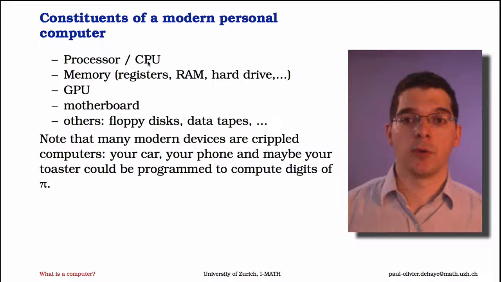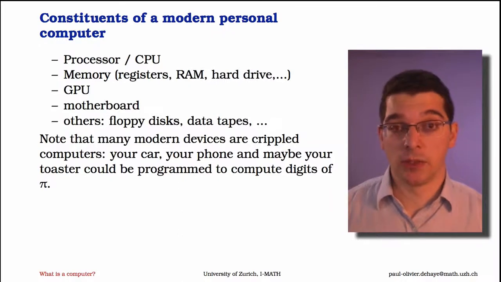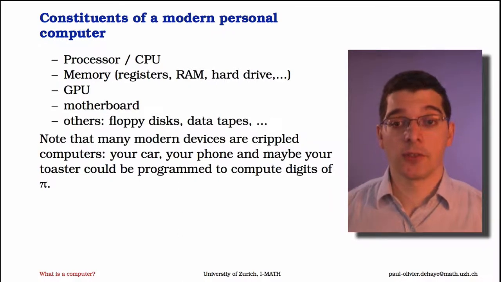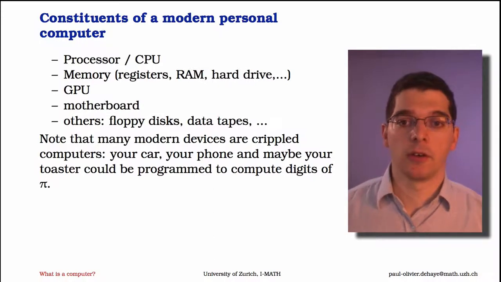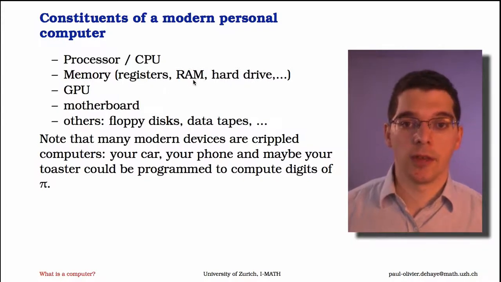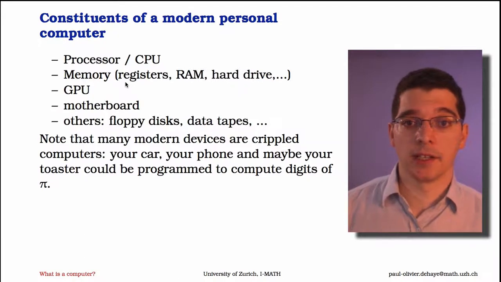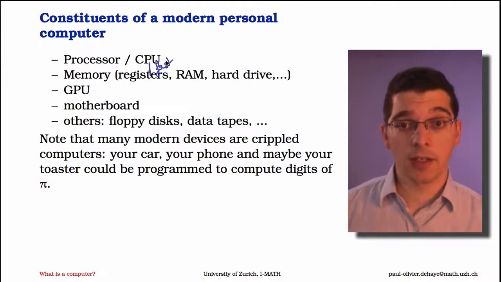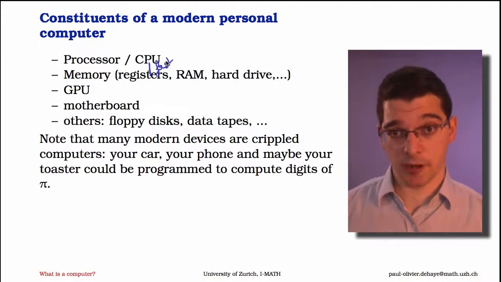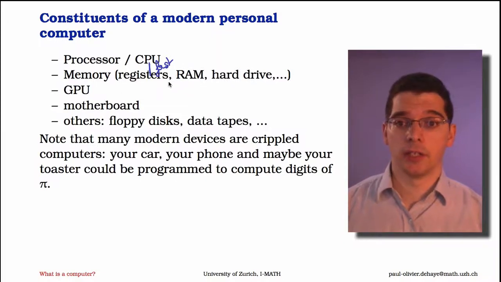The most important one is the CPU, the processor, the central processing unit. That's the most important one, and we'll look at it in detail later. There is another important constituent: the memory. And there are many types of memory: the registers, the RAM, the hard drive. All those different things with different purposes. The registers are in close contact with the CPU. They're very fast, but as soon as you turn off your computer, that memory is gone. It's wiped out. And it actually holds very little.